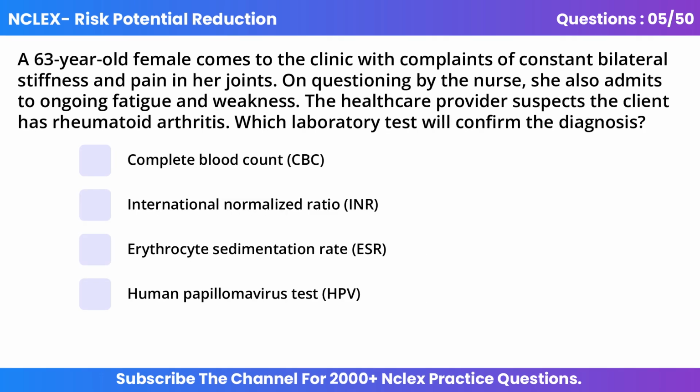Question 5. A 63-year-old female comes to the clinic with complaints of constant bilateral stiffness and pain in her joints. On questioning by the nurse, she also admits to ongoing fatigue and weakness. The healthcare provider suspects the client has rheumatoid arthritis. Which laboratory test will confirm the diagnosis? C. Erythrocyte sedimentation rate, ESR.